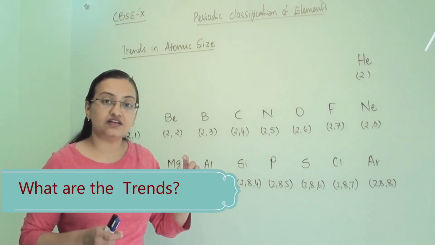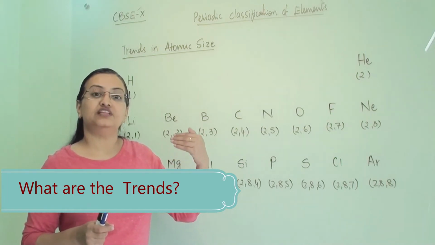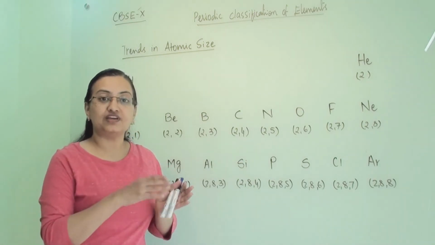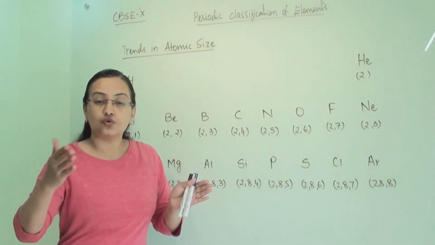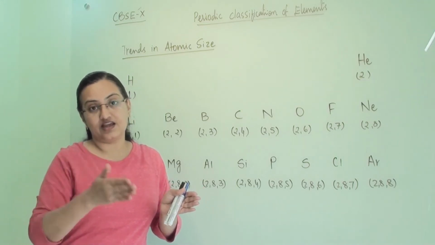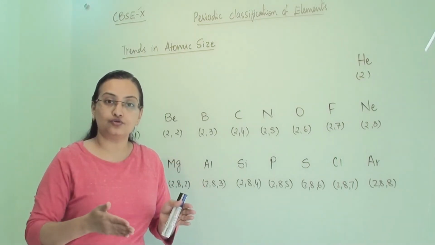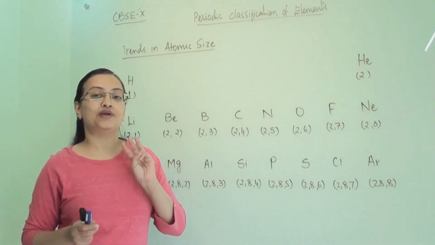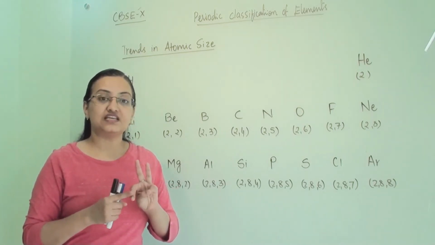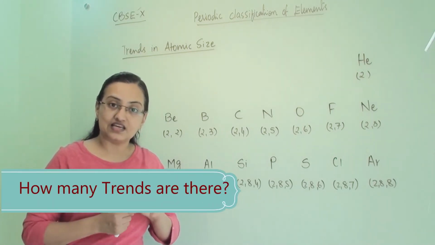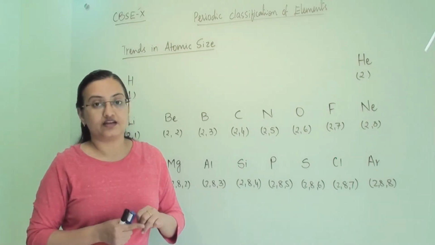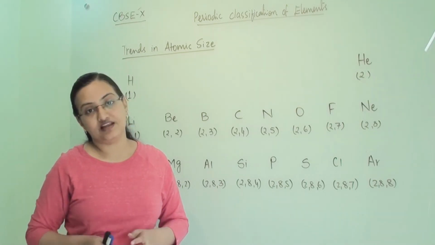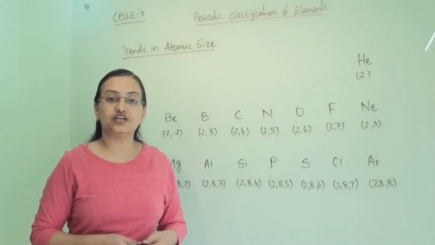Trends means a certain specific property of the elements which repeats after certain elements, and we can see that it is increasing slowly while we go from left to right, and decreasing slowly across the group. All these parameters we will study in trends. So in trends we are going to mainly study three trends. First is atomic size, then valency, then metallic and non-metallic character, and under that we will also study the losing of electrons. All these trends we are going to study in coming videos.